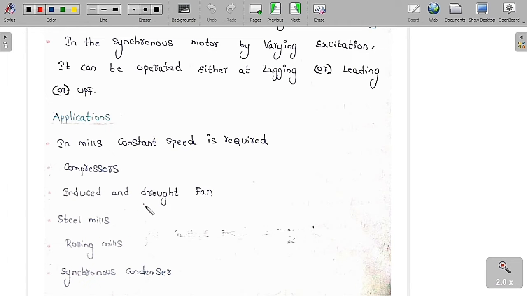In mills, because constant speed is required, we are going to use it there. In the compressors, the induced and draft fans also we are going to use it, in the steel mills, in the rolling mills, and the synchronous condensers. So in all these applications, we prefer to use the synchronous motor.